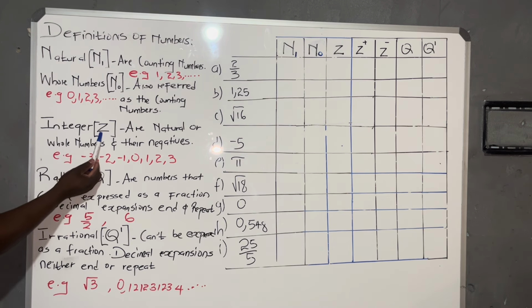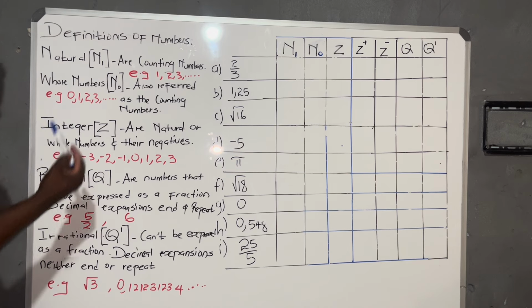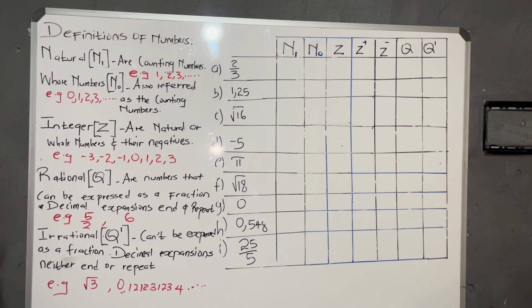Now, the integer is Z. Some pronounce it as "zed", it doesn't matter. Different teachers, different pronunciation. However, we try to deliver the same thing.